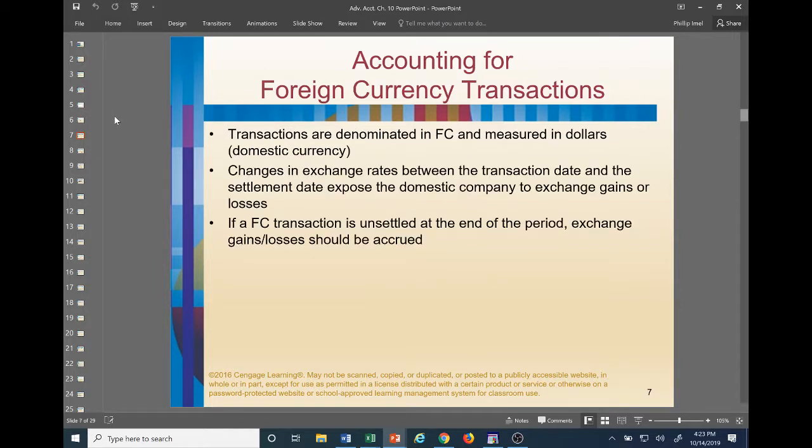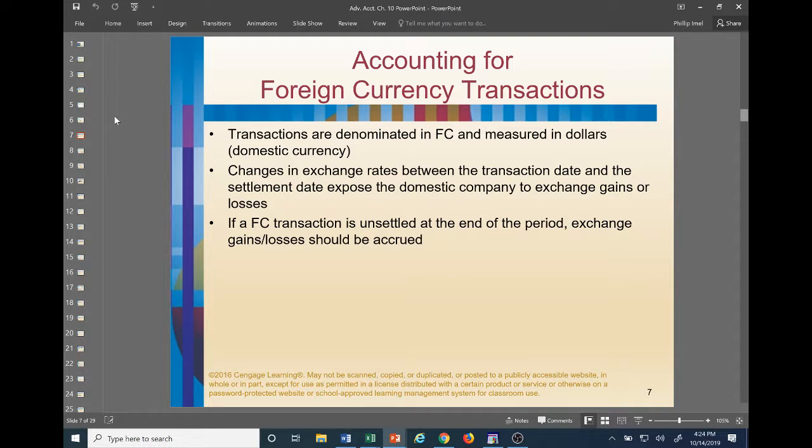So, accounting for foreign currency transactions. Changes in exchange rates do not affect transactions that are both denominated and measured in the reporting entity's currency. If a transaction is denominated in a foreign currency and measured in the reporting entity's currency, then changes in the exchange rate between the transaction date and settlement date are going to result in a gain or a loss to the reporting entity.